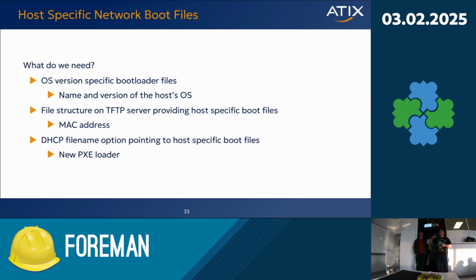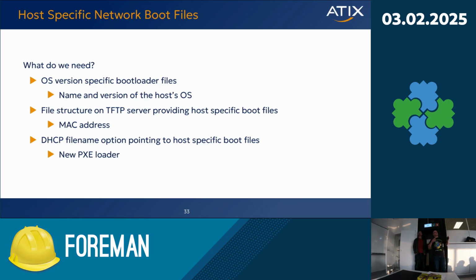So then we were thinking about what we need. Okay, we want the OS version specific bootloader files. Yes, we need the name of the operating system. We need the version of the operating system. We know that for every host with Foreman provisions. And we also need a file structure on the TFTP server for the host specific boot files.